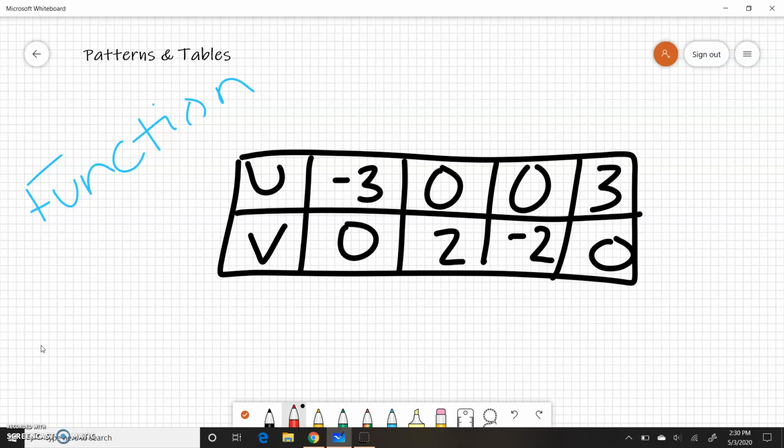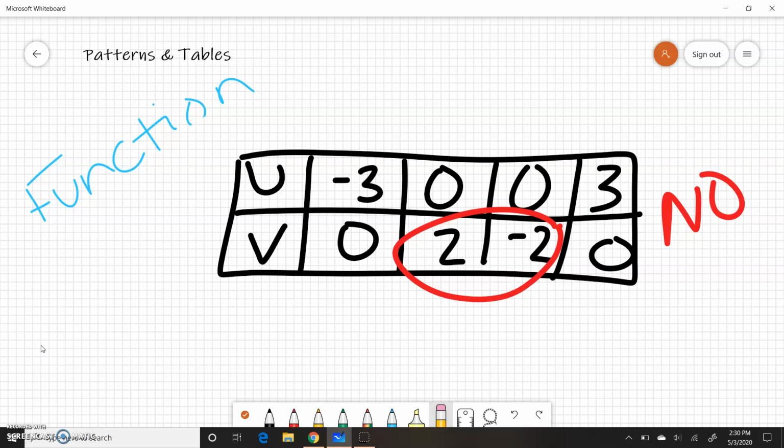-3 and +3 are different, so that doesn't matter. But I see 2 zeros. And if I look at their V values, they're not the same. They should be. If it's 0, it needs to have the exact same partner. One's positive, one's negative. No, this is not a function because these do not match correctly.